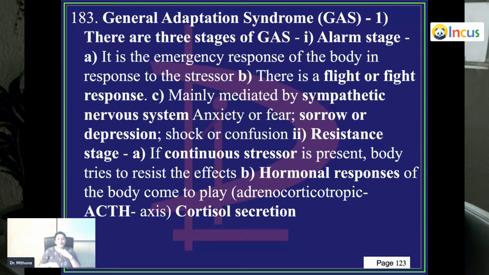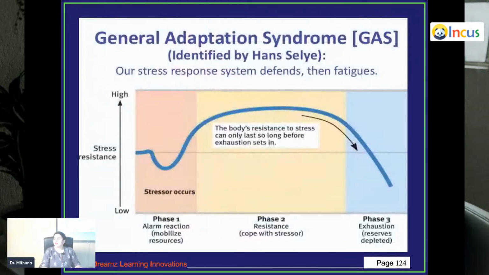Here, you'll have all kinds of hormonal responses of the body which come into play. Initially, whatever happens in the alarm stage is because of your sympathetic nervous system. Then in the second stage, the resistance stage, that's where the hormones act. That's where your adrenals become more active. So ACTH, adrenocorticotropic hormone, is activated, and you have cortisol secretion in the second stage of GAS. This is just a basic diagram. And the third phase is the exhaustion phase. We'll first finish that and then I'll show you the picture.